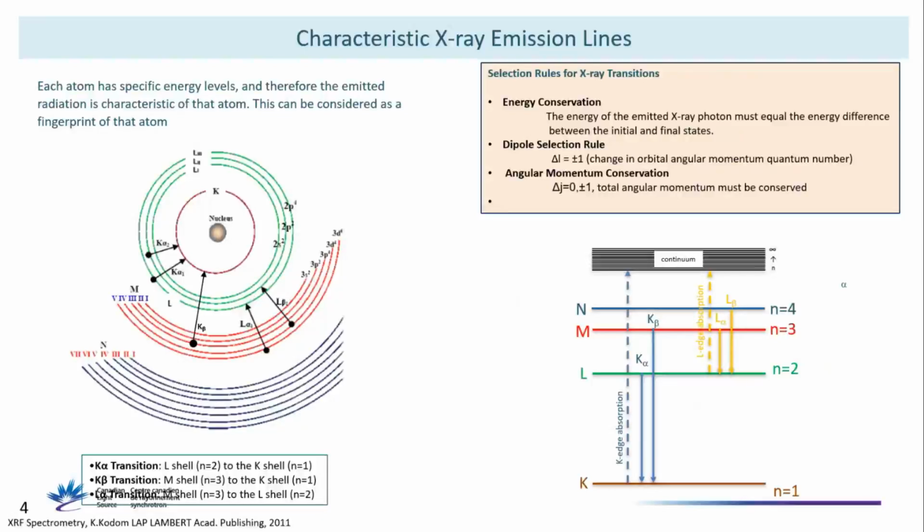The selection rules are: the energy has to be conserved, and the dipole selection rule has to be followed between the initial and final state, which is delta L equals plus or minus 1 for the orbital angular momentum quantum number. And the total angular momentum change has to be 0 or plus or minus 1. If these selection rules are satisfied, then many transitions can happen.